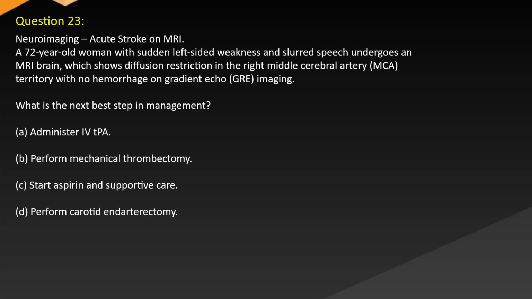Question 23. Neuroimaging. Acute stroke and MRI. A 72-year-old woman with sudden left-sided weakness and slurred speech undergoes an MRI brain, which shows diffusion restriction in the right middle cerebral artery, MCA, territory with no hemorrhage on gradient echo, GRE, imaging. What is the next best step in management?